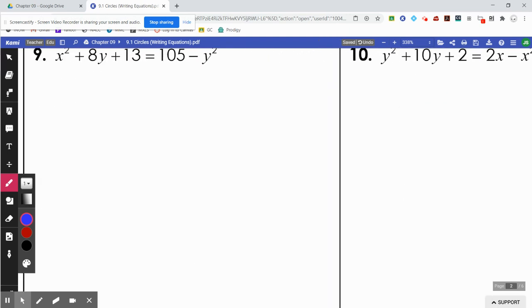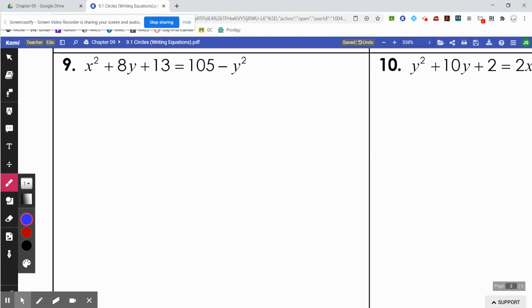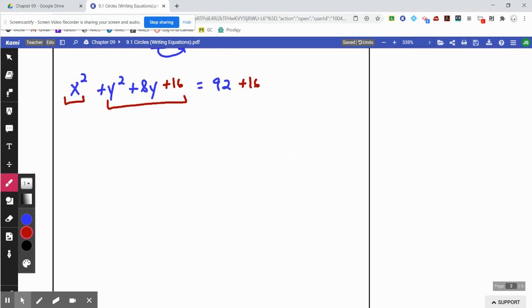Number 9, doing the same thing. X squared has no other x stuff, so it's finished. Let's move your y squared over. You've got your plus 8y. Leave a space to complete that square. Move your 13 over. It gives you 92. The completed square, we don't have to worry about the x squared, but let's take half of our 8, multiply it by itself, add 16. Let's add that to both sides.